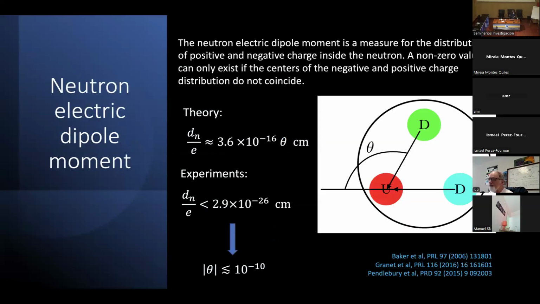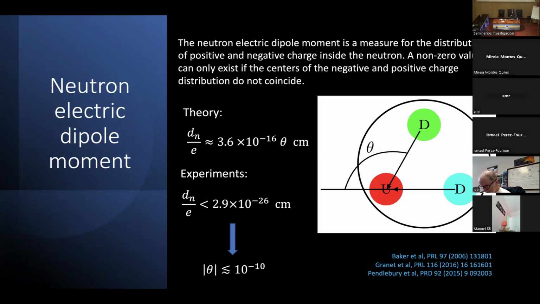Now, one of the observational effects of this CP violation is the so-called neutron electric dipole moment. The neutron electric dipole moment is a measure of the distribution of positive and negative charges inside the neutron. And we have a non-zero value only if the centers of this negative and positive charge distribution do not coincide. Now, the theory predicts a value that is of the order of 10 to the minus 16 times this parameter theta.